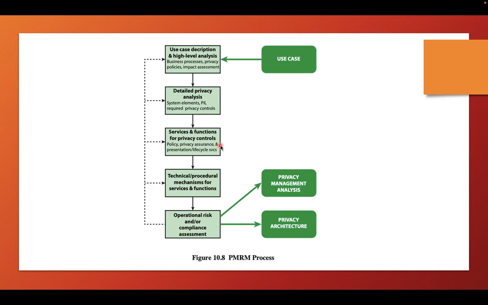Then here it talks about detailed privacy analysis. Here we look at system elements, PII, and required privacy controls. On top of it we have what we call the use case description and high-level analysis. Here is the use case. The use case has something to do with detailed privacy analysis, and there you have services and functions for privacy control, and then technical, procedural, and operational, and the last one, which has to do with the privacy management analysis, and so on and so forth.